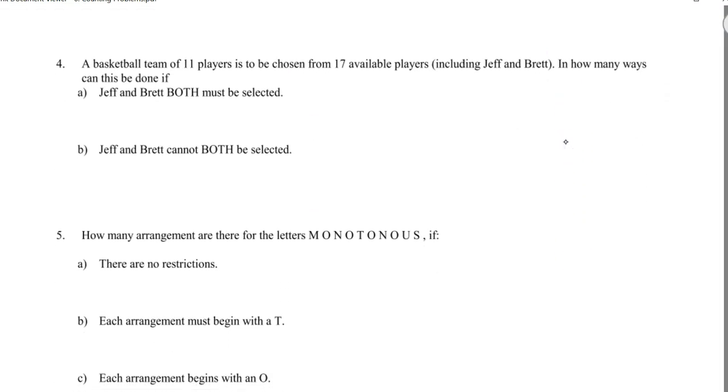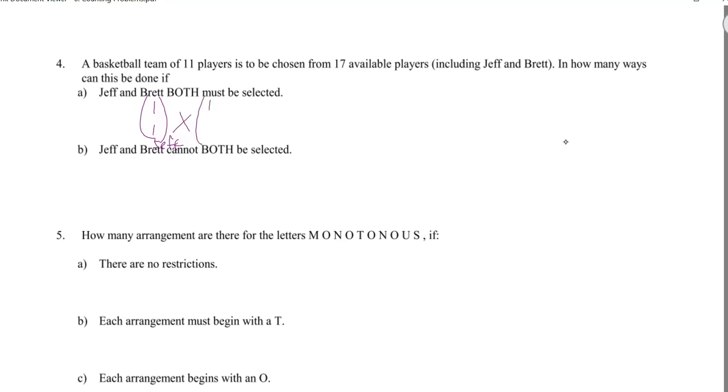A basketball team of 11 players is to be chosen from 17 available players, which includes Jeff and Brett. In how many ways can this be done if both Jeff and Brett must be selected? So we don't care about the order. We're not picking them for a particular position. We're just choosing a team of 11. So let's say we have one Jeff and we want one of them.